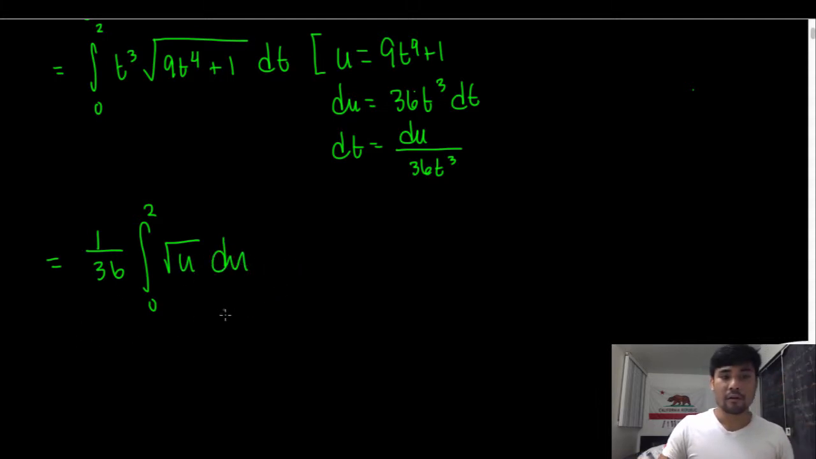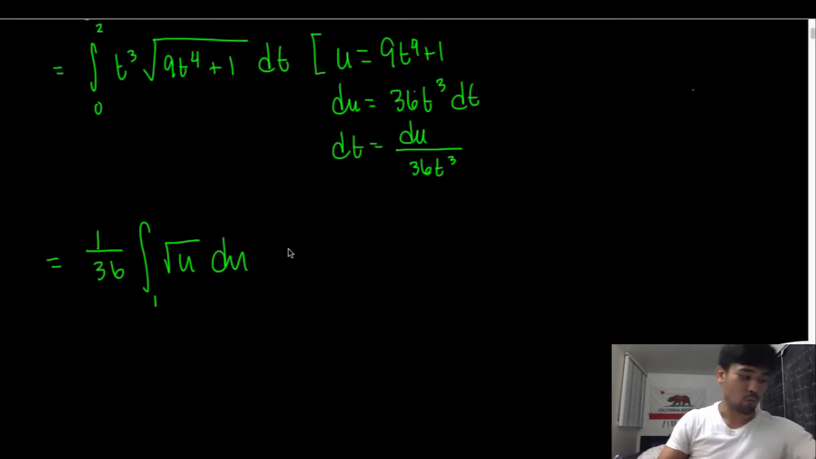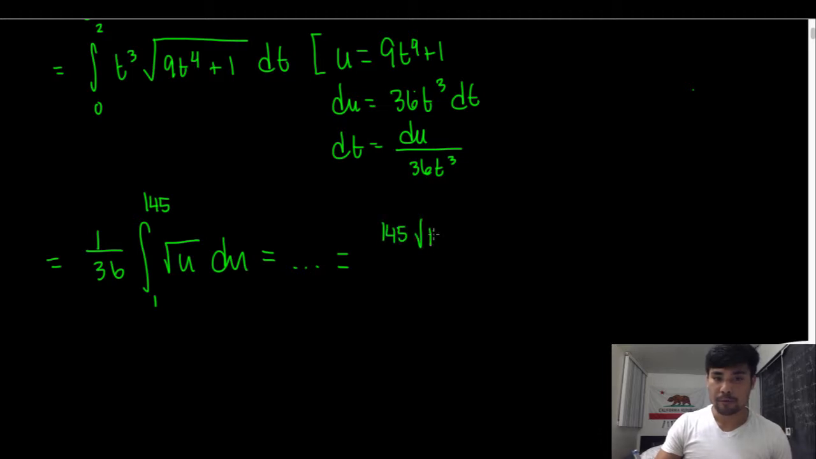Actually, I made a mistake. We should have our bounds changed. When t is 0, u is 1. When t is 2, let me get my calculator, 2 to the 4th times 9 plus 1 is 145. This is easy enough, so I'll give you the answer: 145 times root 145 minus 1, all over 54.